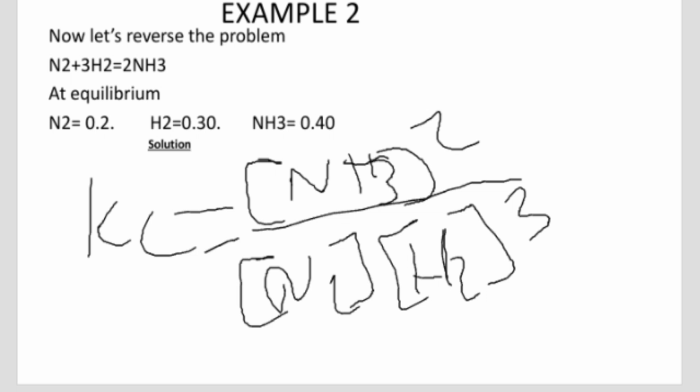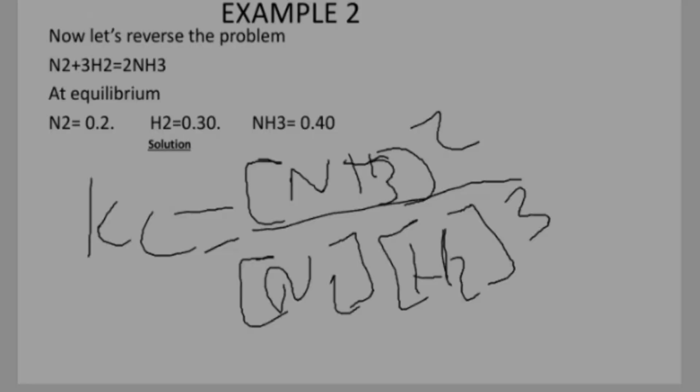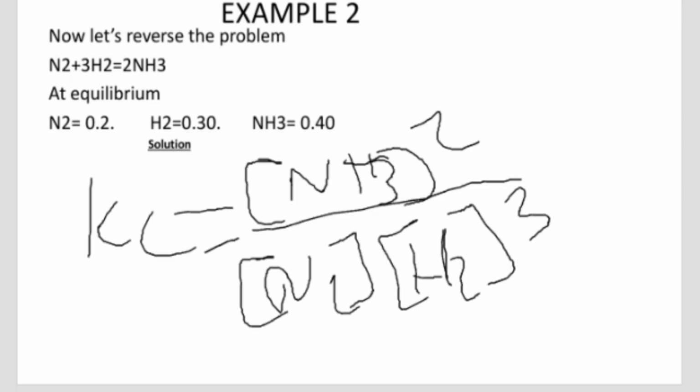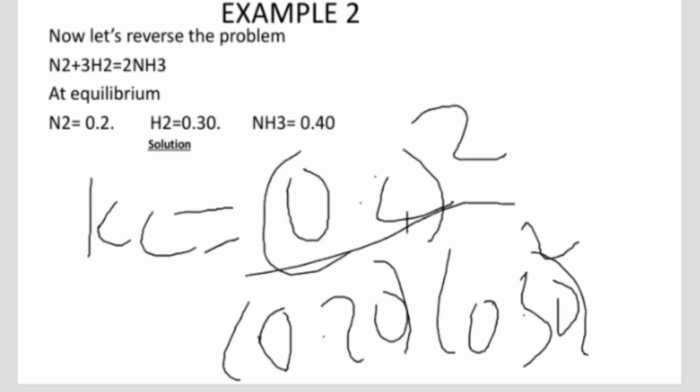What you do here now is just replace where there is NH3, put 0.4. Where there is N2, put 0.2. Where there is H2, put 0.3. We are going to find that our final answer will be 29.6. This 29.6 is our equilibrium constant.